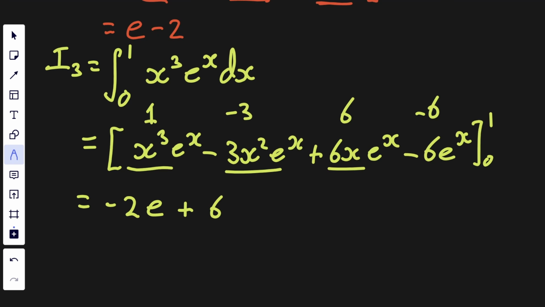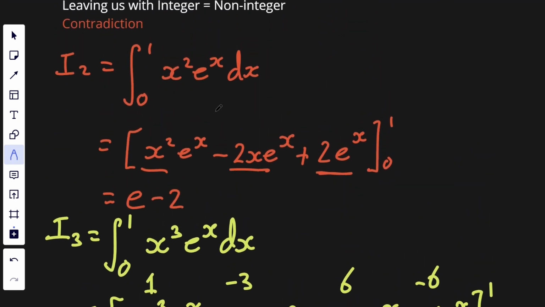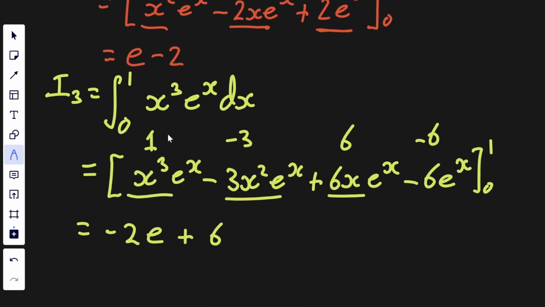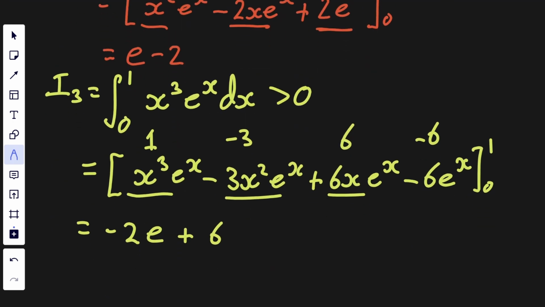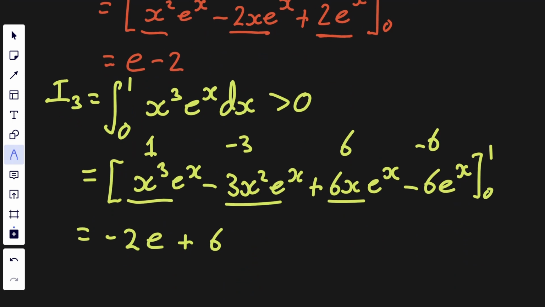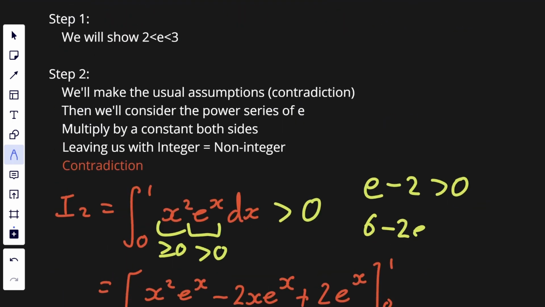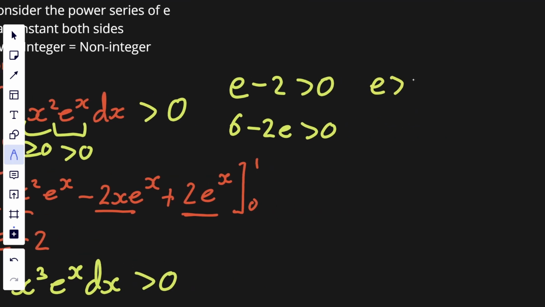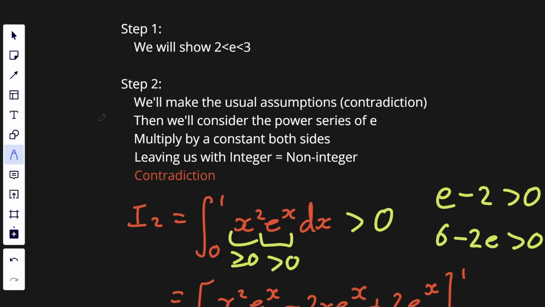Okay, now where does our end conclusion come from? Well, e^(tx) is bigger than 0. x squared is bigger than or equal to 0 on this range. So we get that this is bigger than 0. Likewise, this is going to be bigger than 0. So we have two inequalities. We have that e minus 2 is bigger than 0, and we have 6 minus 2e is bigger than 0. And this gives us that e is bigger than 2, and that 3 is bigger than e. And we get step 1.